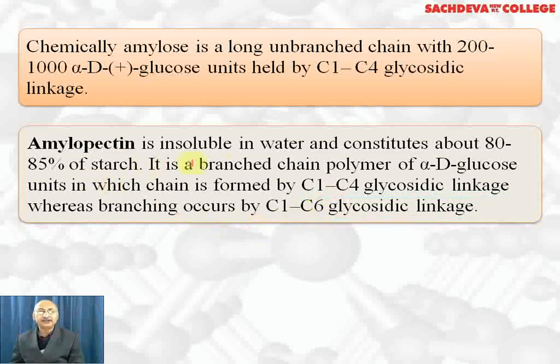So amylopectin is insoluble in water because it's highly branched, whereas amylose is soluble in water because it is an unbranched or linear chain. Amylose has only C1, C4 glycosidic linkage, whereas amylopectin has C1, C4 as well as C1, C6. Amylose is 15 to 20%, this is 80 to 85%.